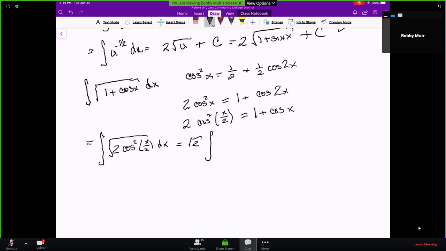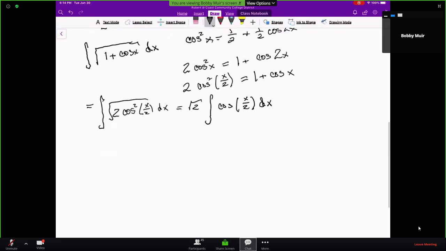And so that's going to be radical 2 times the cosine of x over 2 dx. Notice that I haven't done any substituting or anything like that. I just used an identity. Okay. So now this is going to be radical 2 the sine of x over 2 divided by 1/2. So I guess I should write it like 2 radical 2. Whoops.